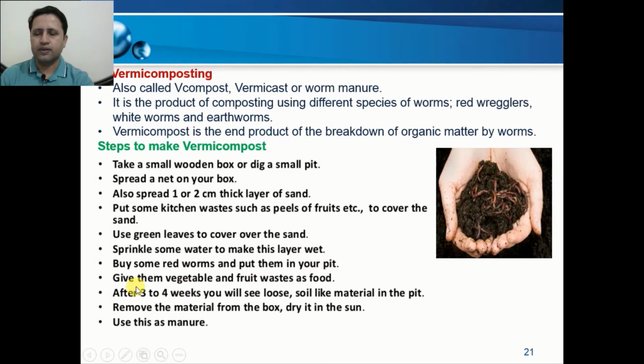pit, and give them vegetable and fruit waste as food, and wait 3 to 4 weeks. After 3 to 4 weeks, you will see a loose soil-like material in the pit. After that, remove the material from the box, dry it in the sun, and then use it as manure. So this is called the vermicomposting process.